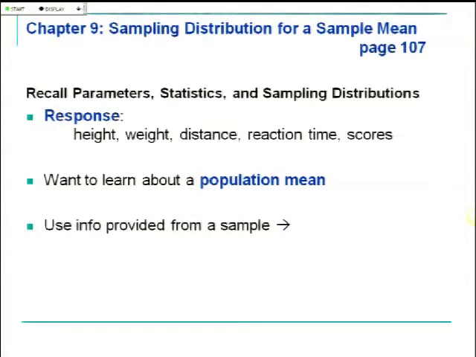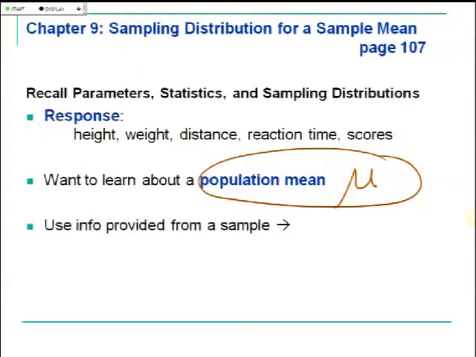We've handled the inference techniques for the categorical side when it's two outcomes, yes or no. Page 107 introduces us to the idea that sometimes your response is quantitative. You want to learn about the average height, the mean reaction time, the average score on that test after trying a new teaching method out. So the new parameter that we're going to be studying, not proportions, not p's anymore, but rather means. And we're going to be looking at the population mean.